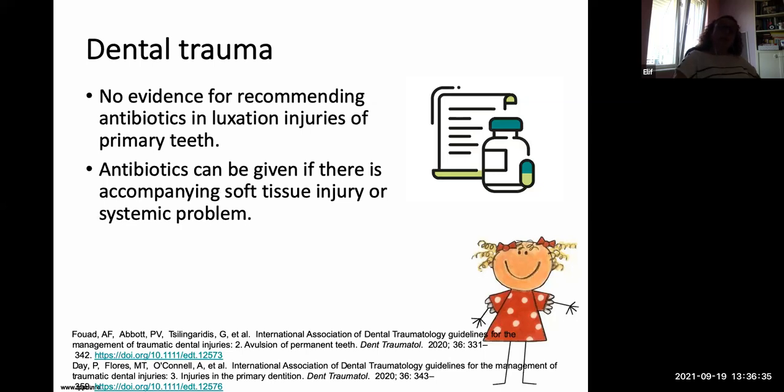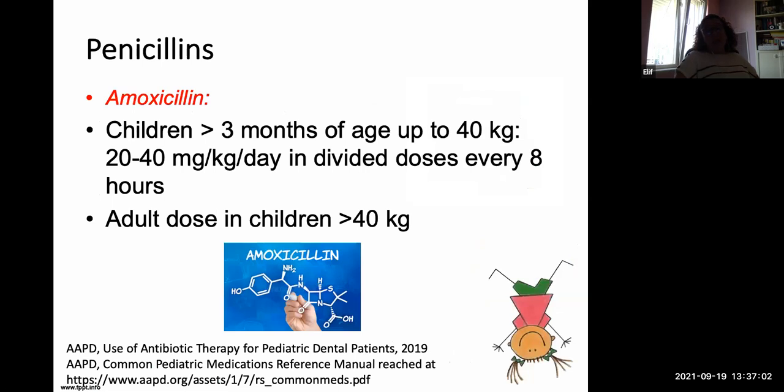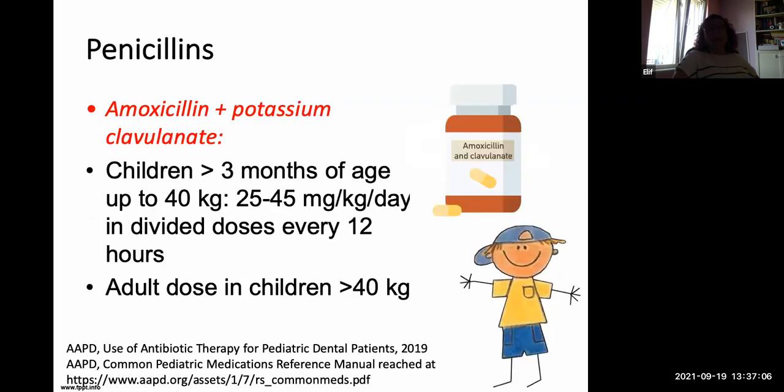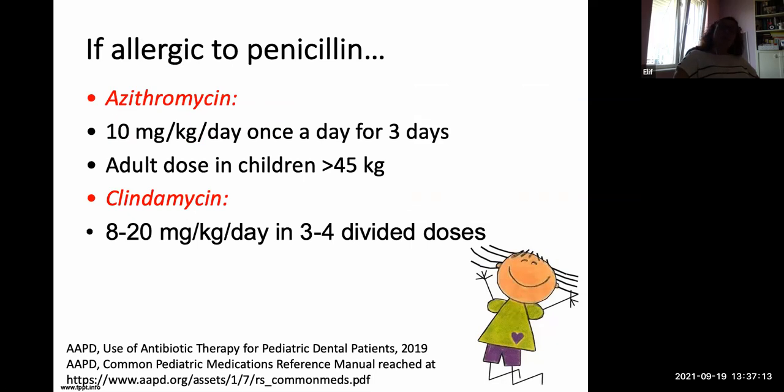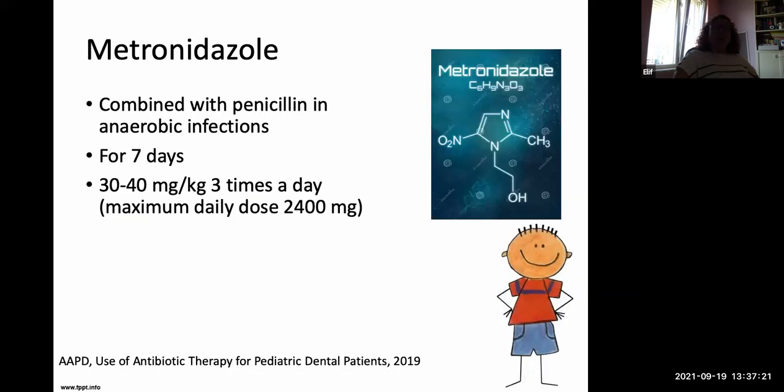So we have to examine the patient first in detail. And if there's only a luxation injury or just a simple fracture of a tooth, we don't need to prescribe any antibiotics. But if there is an accompanying laceration or puncture wound or any systemic problem, we might prescribe antibiotics in those cases. We mostly prefer amoxicillin-potassium clavulanate. And sometimes if the patients are allergic to penicillin, we might prefer azithromycin and clindamycin in these patients. As I said before, metronidazole might be combined with penicillin in anaerobic infections.